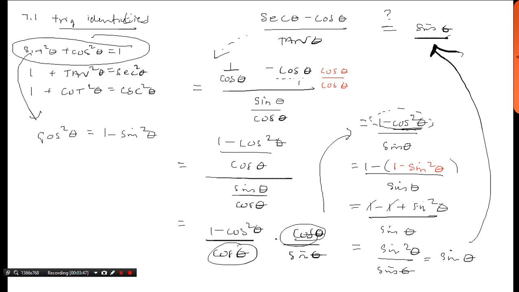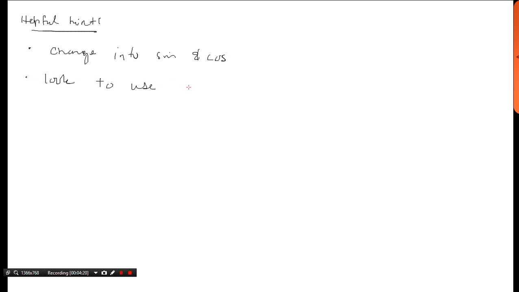Okay, so this is where I drop Resh's helpful hints for doing identities. Okay, helpful hint number one: when in doubt, change everything into sine and cosine. Okay, look for places to use the Pythagorean identities in some shape, form, or fashion.